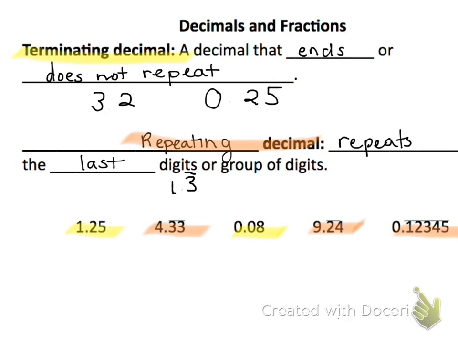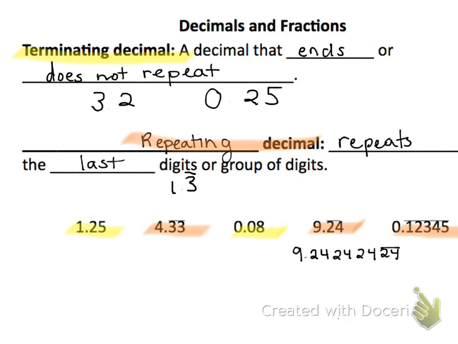Now it's important to say that whatever the line is over is what repeats. So for example, with this 9.24, it means that it's 9.24242424, and the 24 keep repeating to infinity. Same with this 0.12345. It's the 1, 2, 3, 4, 5 that continues on to infinity.